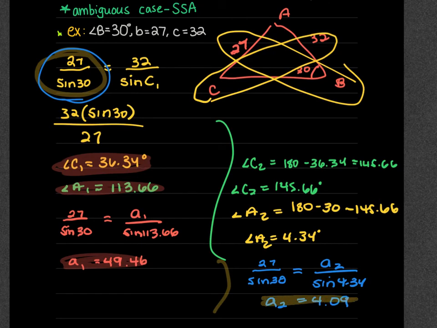And then from the second triangle, you've got side A2, angle A2, and angle C2. Remember, this only happens in a side-side-angle scenario. If you're given two angles and one side, there's no possibility of a second triangle. You just complete it, right? You find your third angle using 180 minus the other two, and then set up your ratio.